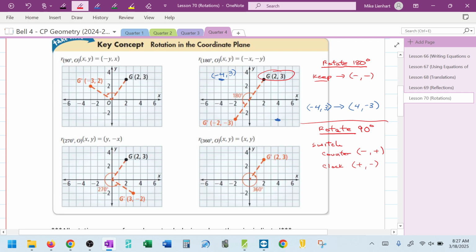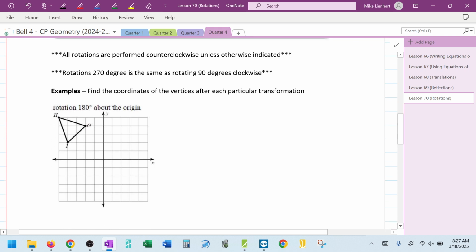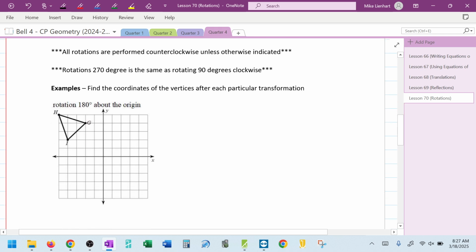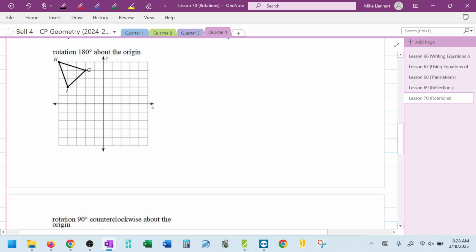I'm going to show you how these rules work, but in my opinion, what I just outlined is an easier way than memorizing all these different rules. Remember again, they're going to ask us to do the rotations clockwise or counterclockwise. If they don't say, the assumption is that they rotated counterclockwise.